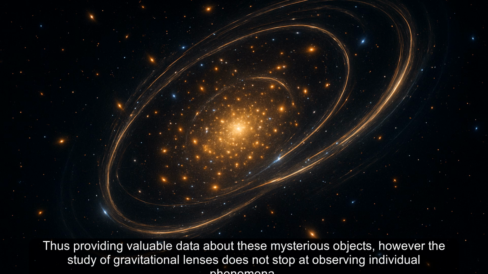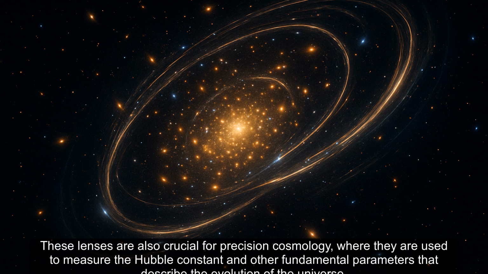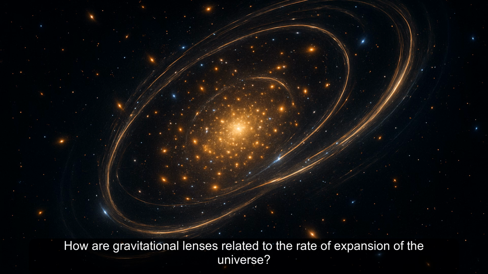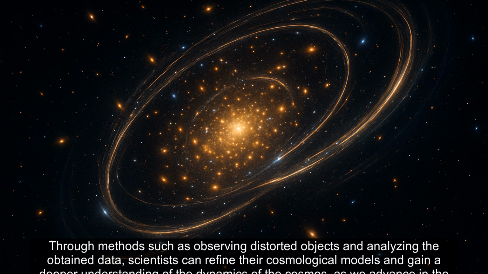However, the study of gravitational lenses does not stop at observing individual phenomena. These lenses are also crucial for precision cosmology, where they are used to measure the Hubble constant and other fundamental parameters that describe the evolution of the universe. How are gravitational lenses related to the rate of expansion of the universe? Through methods such as observing distorted objects and analyzing the obtained data, scientists can refine their cosmological models and gain a deeper understanding of the dynamics of the cosmos.